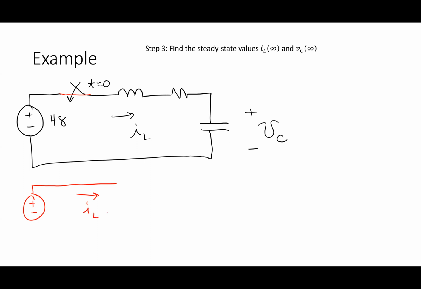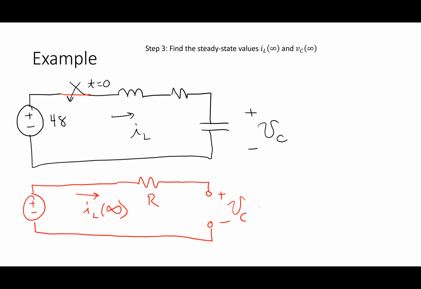I'll say IL of infinity, because this is the steady state current. The inductor is shorted out. I have my R here. The capacitor is open. How much current flows in this circuit? None, right? Why 0? There's an open circuit. No current can flow through an open circuit. So I know right now that IL of infinity is 0. No current flows in this circuit in steady state.